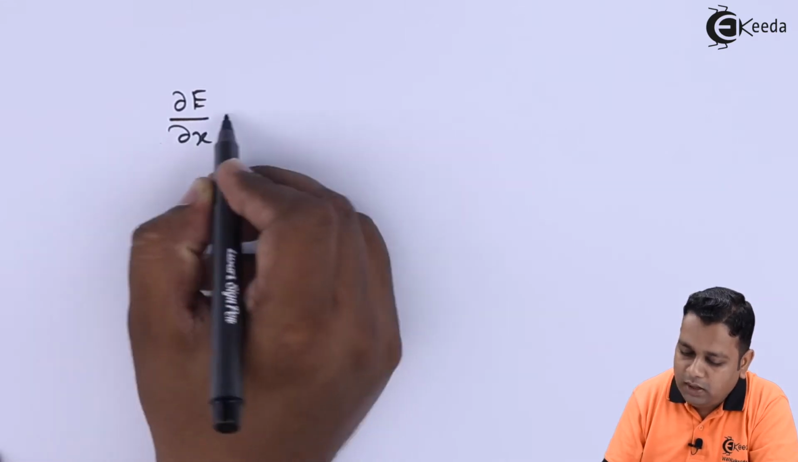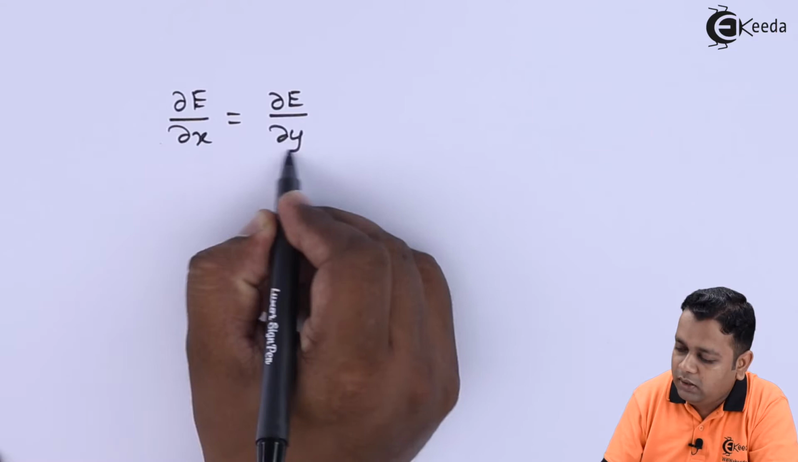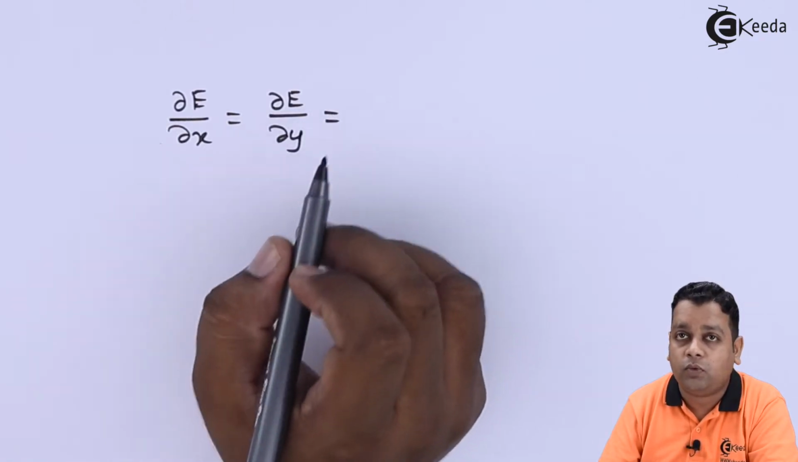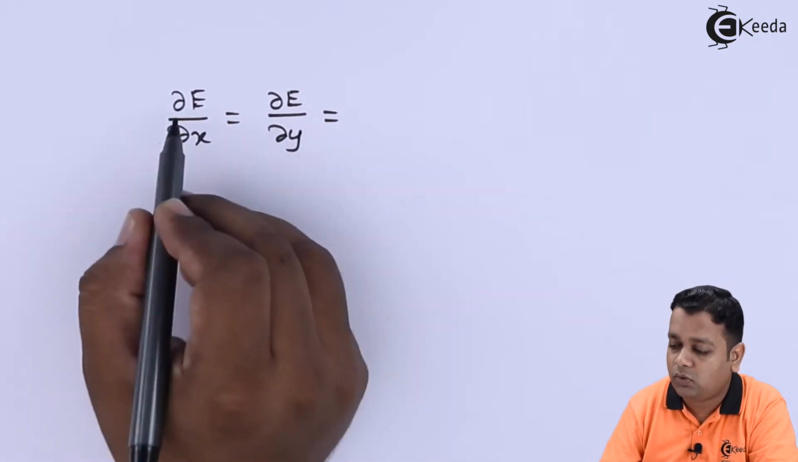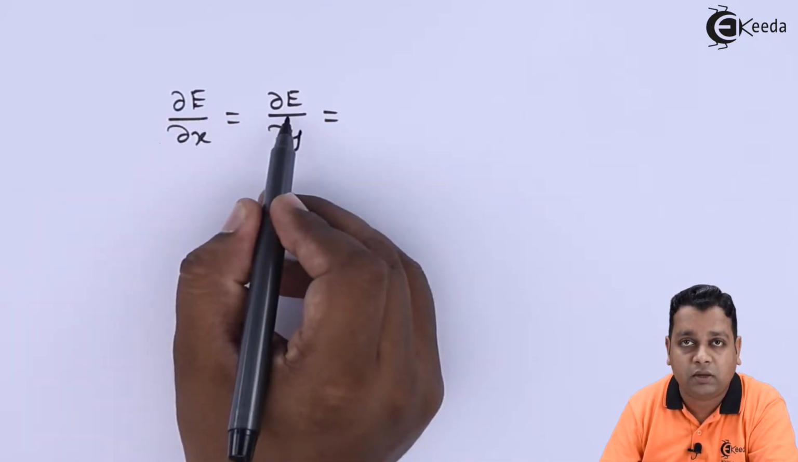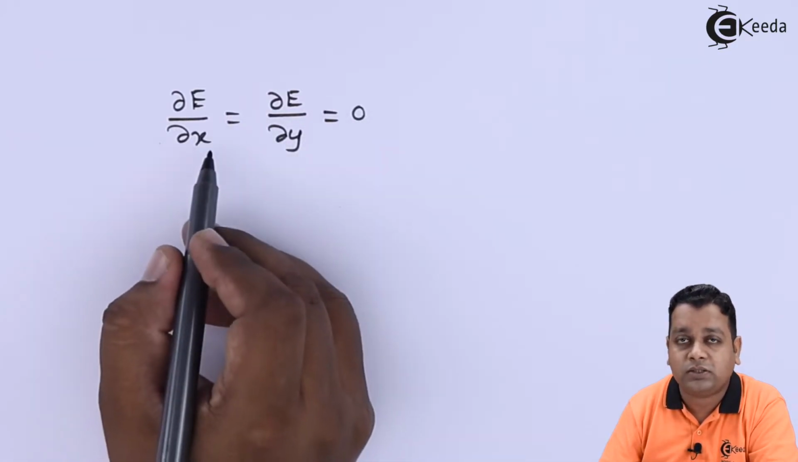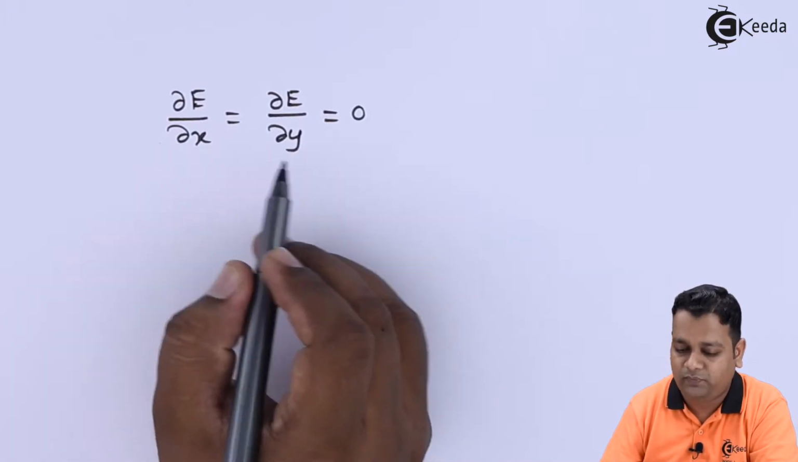del E by del x, or del E by del y in general, if you take the direction of propagation of the wave to be the positive z axis. So these partial differentiations of the electric field intensity magnitude will be equal to 0. These are the partial differentiations with respect to the space components x and y here.